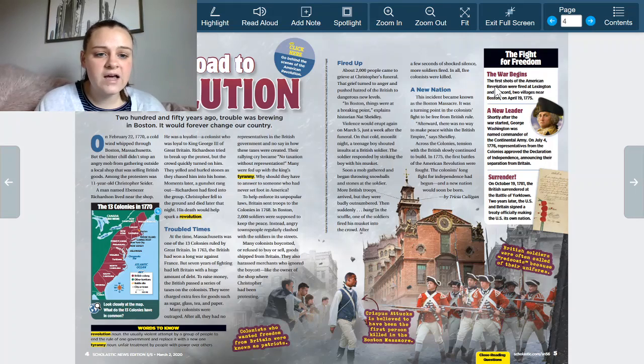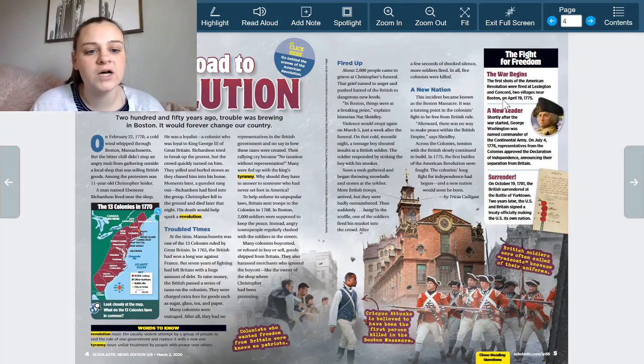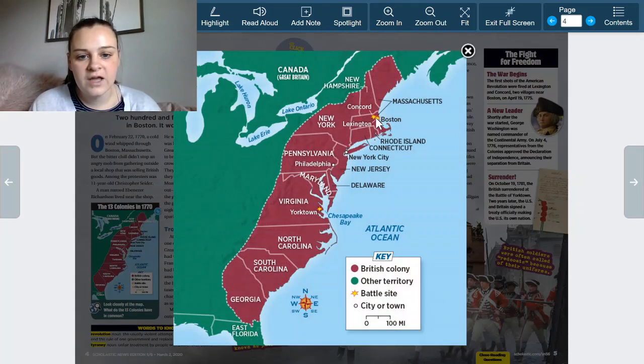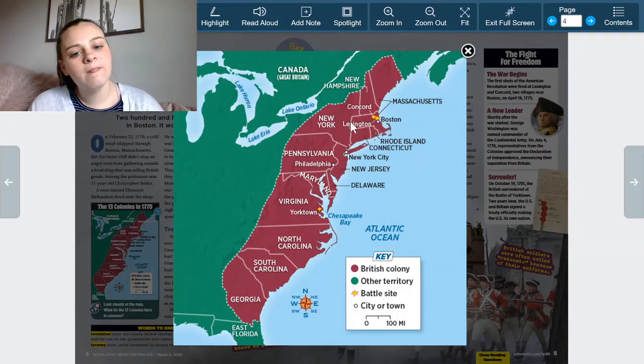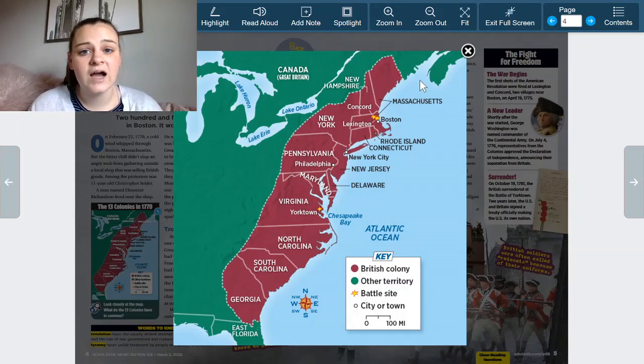So this says the first shots of the American Revolution were fired at Lexington and Concord, 2 villages near Boston, on April 19th, 1775. So when I pulled this map up, and now I'll pull it up again, these 2 stars are where the first shots of the American Revolution happened. I don't know that I can zoom in on that. If I could, I would, guys. But that would be close to one of the biggest cities of that time.